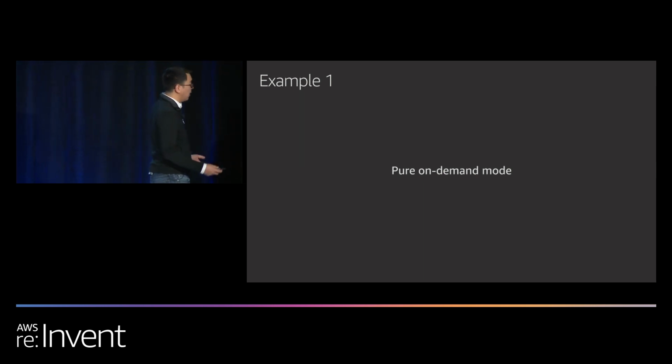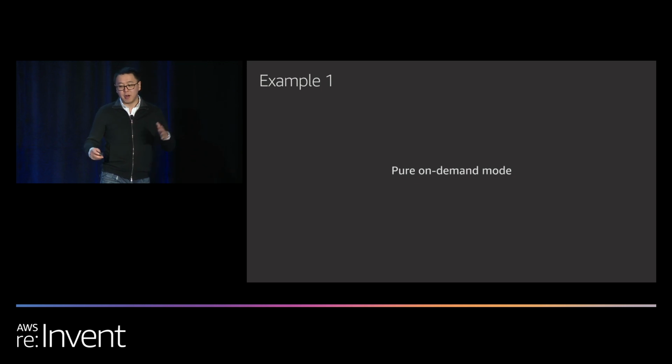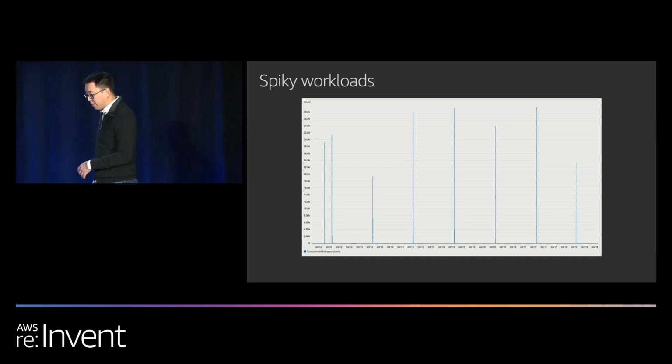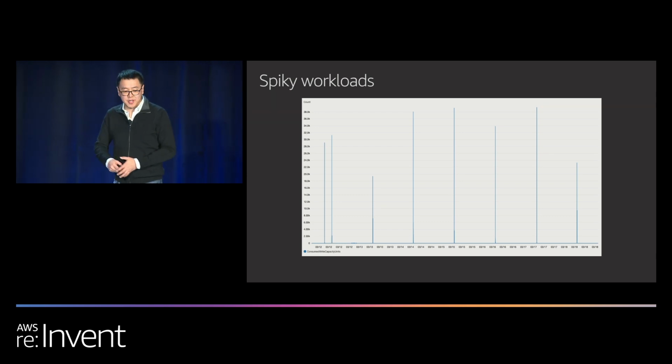So example one is a case where a customer is using pure on-demand mode. So this is actually a real customer. It happens to be one of the business units inside of Amazon.com, the retail business. They support selling on Amazon.com. And as you can see here, their workload is extremely spiky.